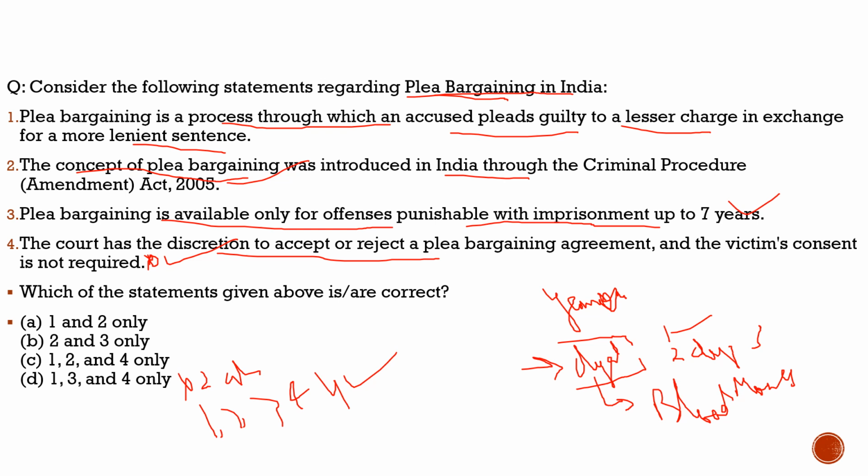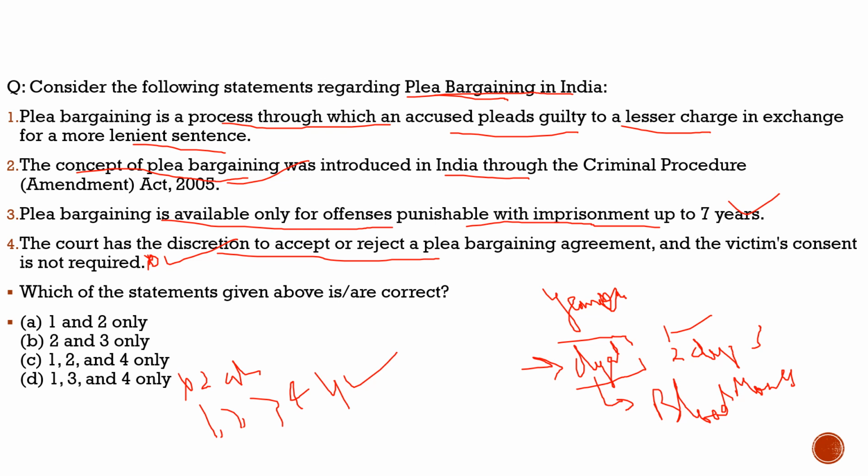So with this, I hope you had understood the concept of plea bargaining, how it is very near to the diyat system or blood money system, which is prevailing in the Middle East countries. We saw what plea bargaining is about, and how it is not applicable for punishments whose imprisonment is above 7 years, and also for heinous crimes like child rape and murder. It is not applicable to such crimes.